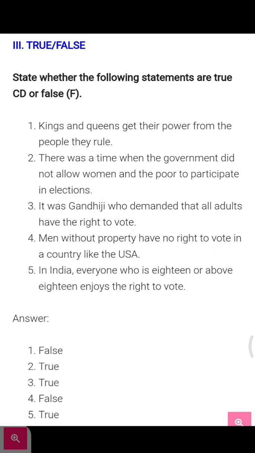True. Fourth, men without property have no right to vote in a country like USA. False. Fifth, in India, everyone who is 18 or above enjoys the right to vote. True.